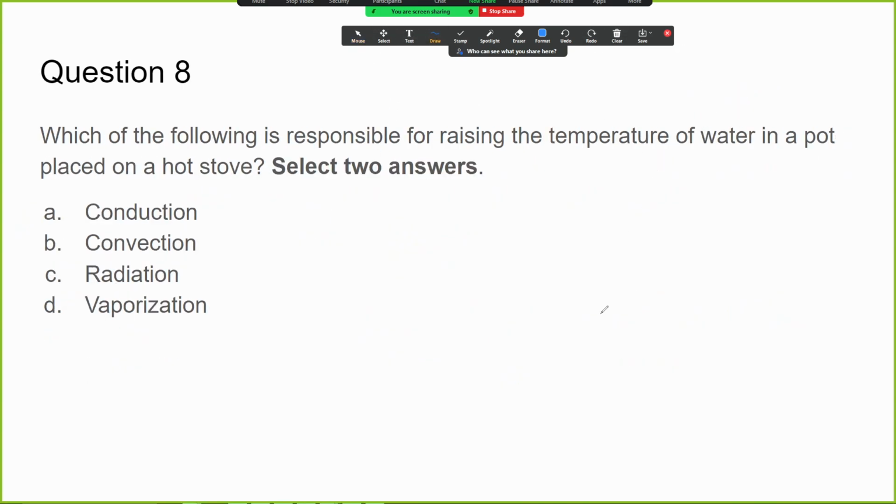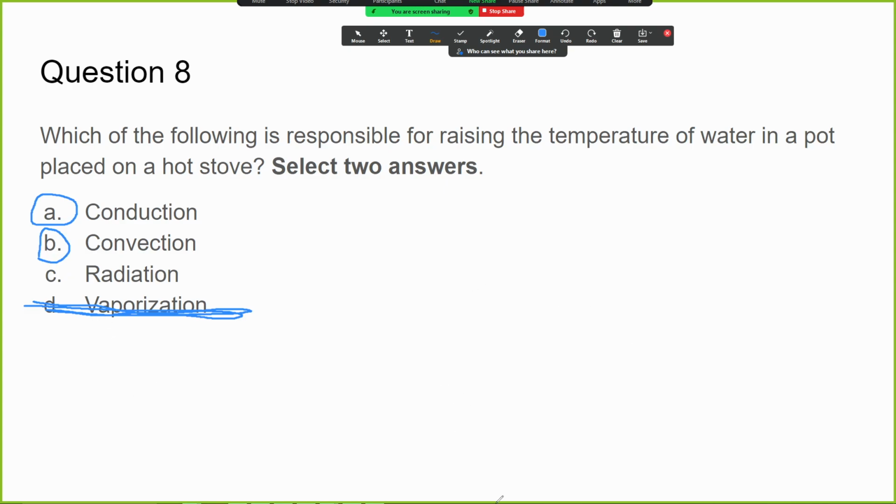Which of the following is responsible for raising the temperature of water in a pot placed on a stove? Select two of the answers. Vaporization, I did not say that is a method of heat transfer, so that should not be one of your answers. Water is in contact with the pot, and the pot is being heated by conduction because the pot itself is in physical contact with the fire, so conduction is definitely at play here. And then that heat being transmitted to the rest of the water in the pot is done by convection.